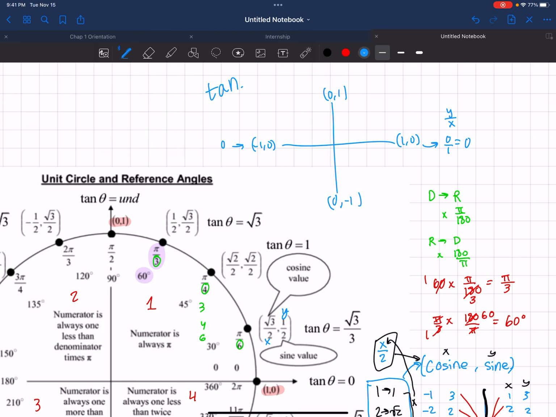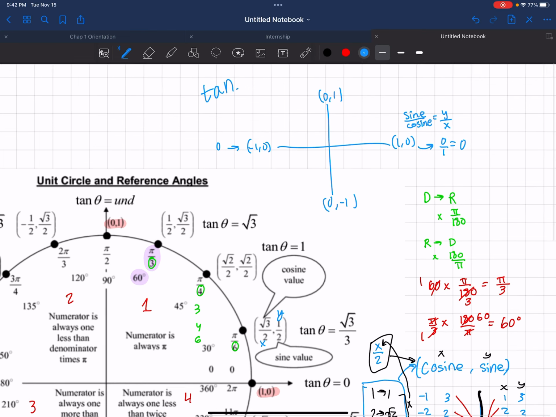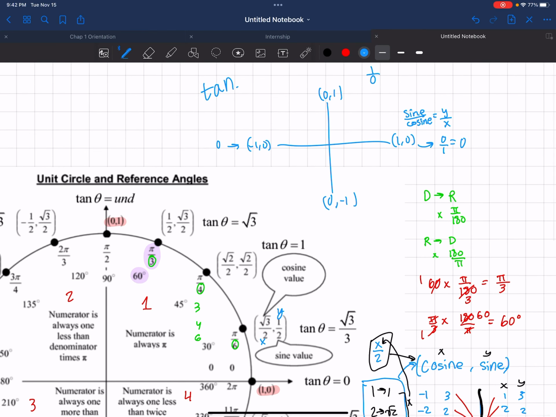Okay, that makes sense, right? Because you're doing y, which is sine, over cosine. Here, you're going to do the exact same thing: 1 by 0, negative 1 by 0. But notice that you are dividing by 0, which you cannot do, so it's going to be undefined. And you have to know that, okay? It can save you a lot of work if you're solving a problem.